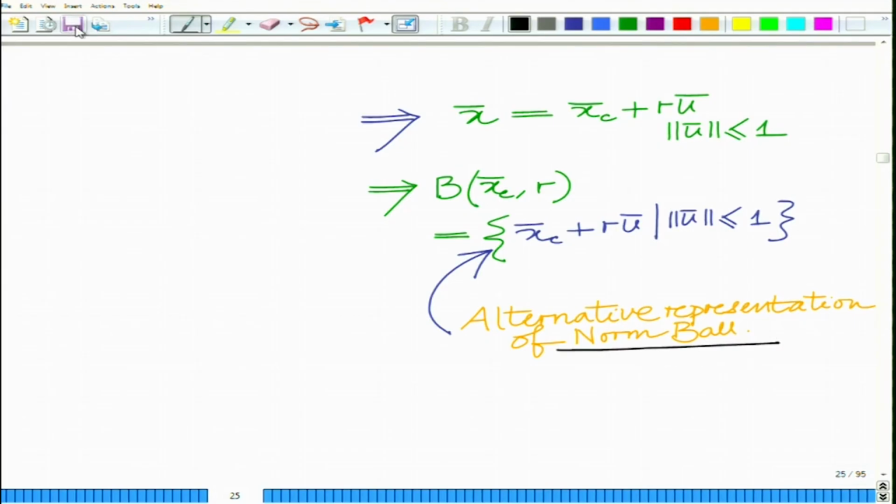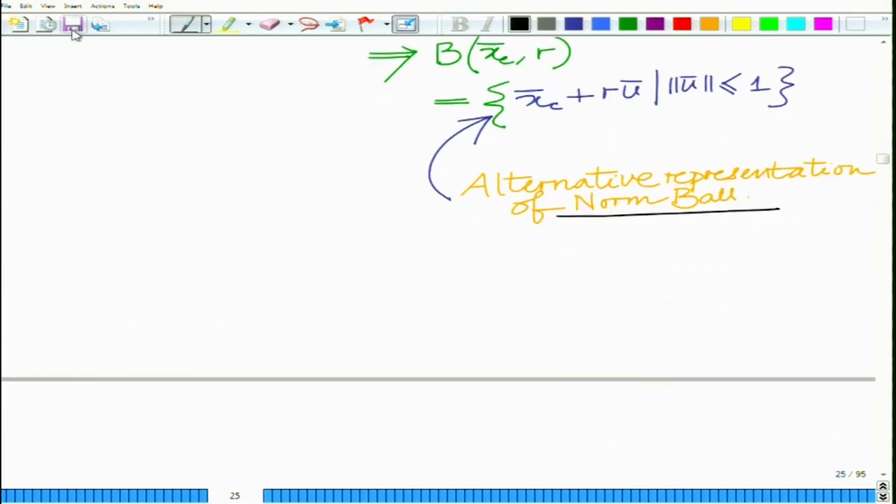So, that is x bar c, the center, plus r, the radius, times u bar, where u bar is any vector such that norm u bar is less than or equal to 1. This is an alternative representation which is very convenient to represent the norm ball.